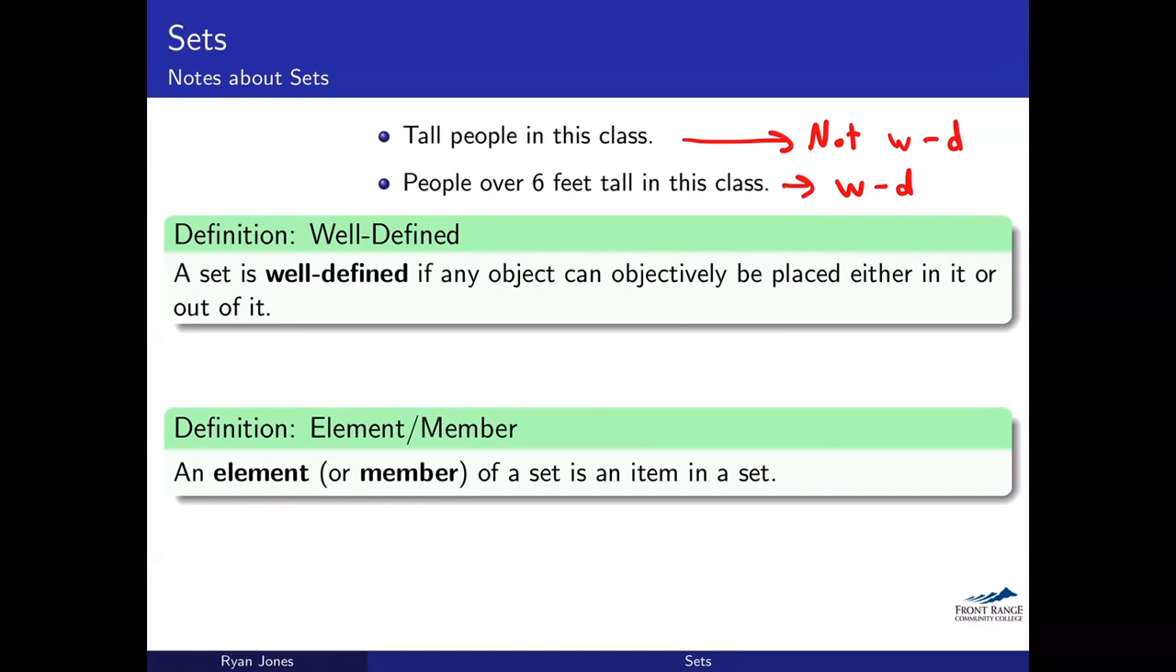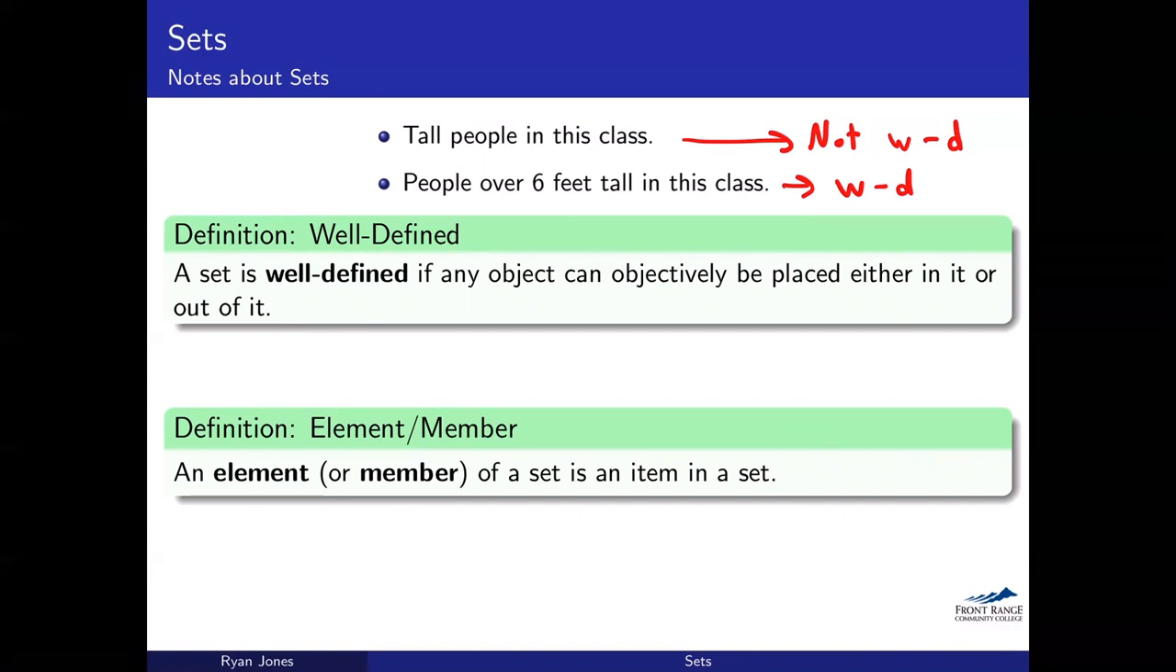If you're not, then you're not in the set. So that's me objectively placing each person in the set or out of the set. So that means that that set is well defined. Okay. Now, I've been using this sort of phrase, a person is in this set.